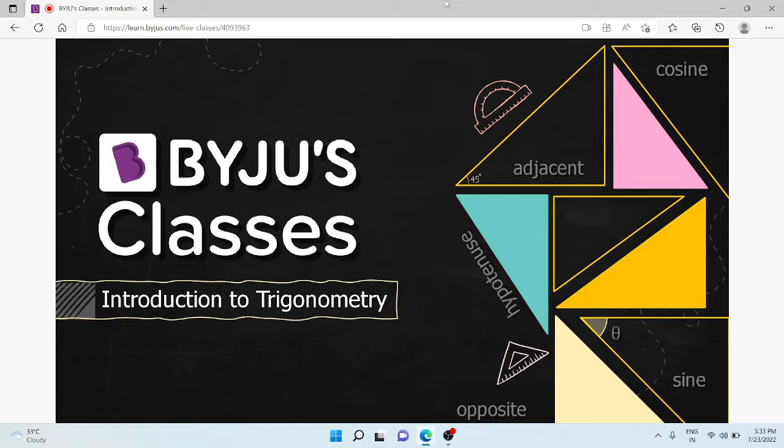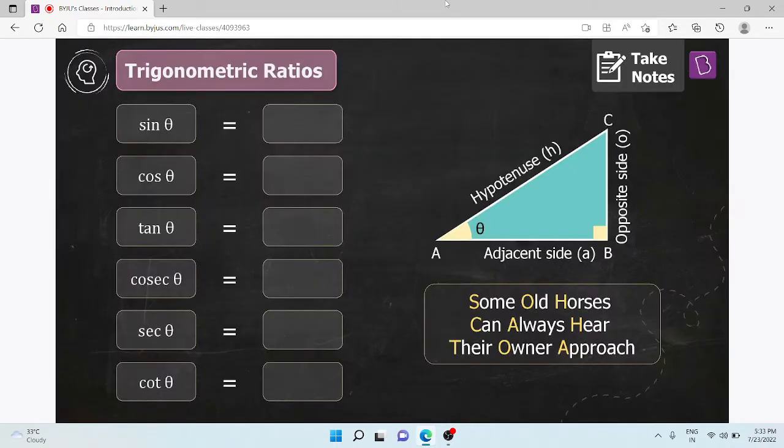Students, in the previous session, I think our last session was a practice session of the topic of trigonometric ratios and its values for some specific angles. Let's revise this concept very quickly. I think you all have learned about these values.